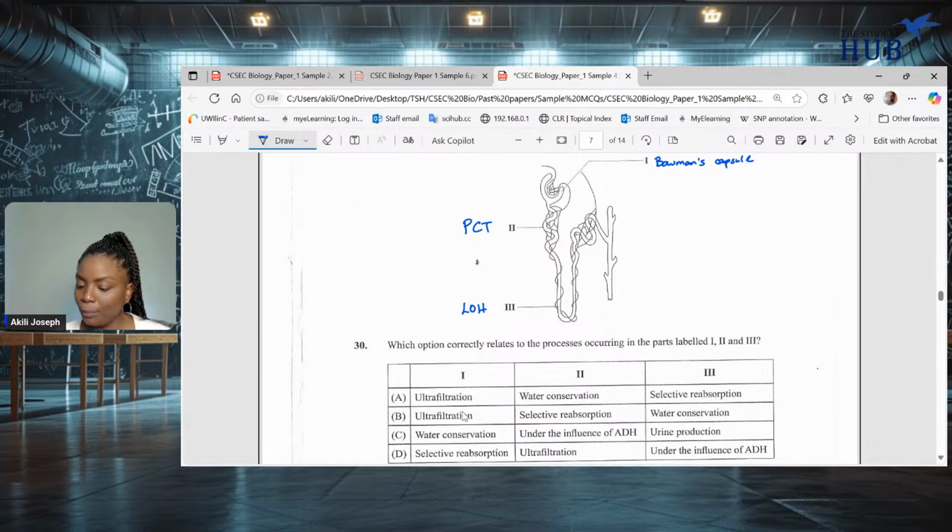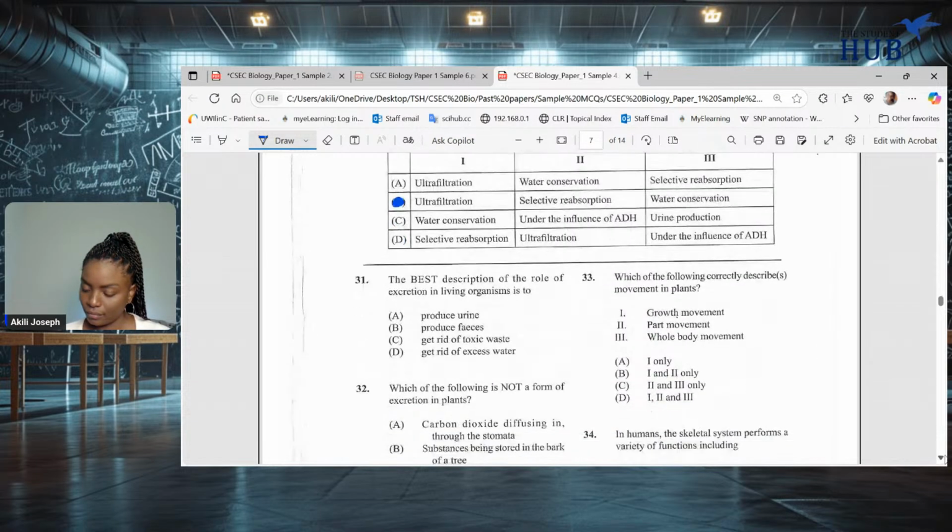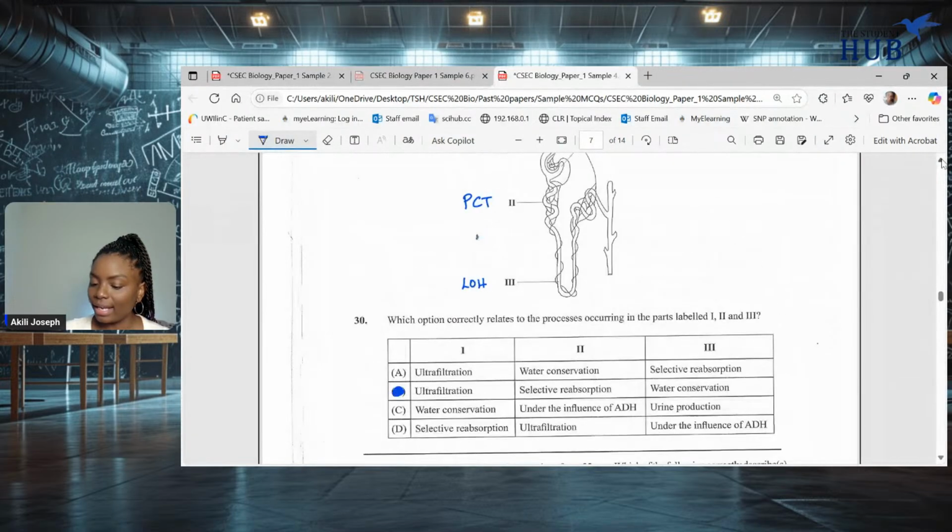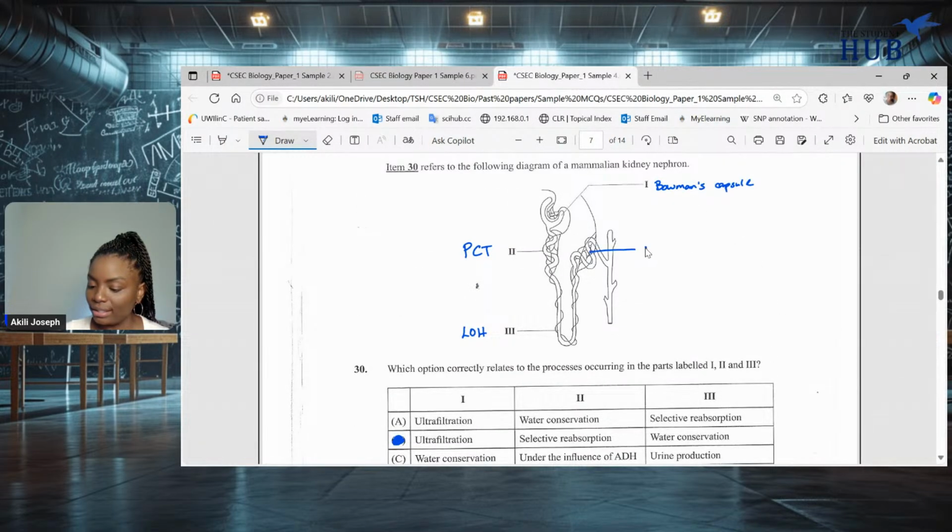So let's see. In the Bowman's capsule, we should have ultrafiltration occurring. In the proximal convoluted tubule, you're going to have selective reabsorption to get a lot of the beneficial stuff out of that filtrate and back into the blood. And then 3, your loop of Henle, is adapted for water conservation. So I agree that B is the correct answer here. The other regions here that they didn't label, you have your DCT, or your distal convoluted tubule. You have your collecting duct, which is receiving filtrate from many nephrons, and that is the one that is going to be under the influence of ADH.